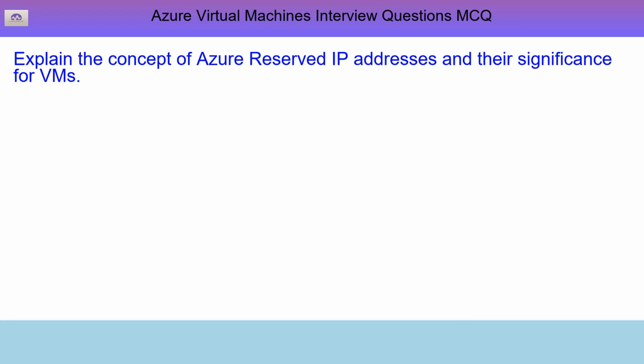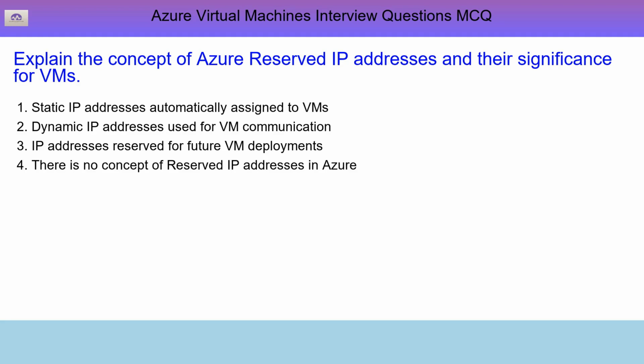Explain the concept of Azure reserved IP addresses and their significance for VMs. Here are your options. 1. Static IP addresses automatically assigned to VMs. 2. Dynamic IP addresses used for VM communication. 3. IP addresses reserved for future VM deployments. 4. There is no concept of reserved IP addresses in Azure.